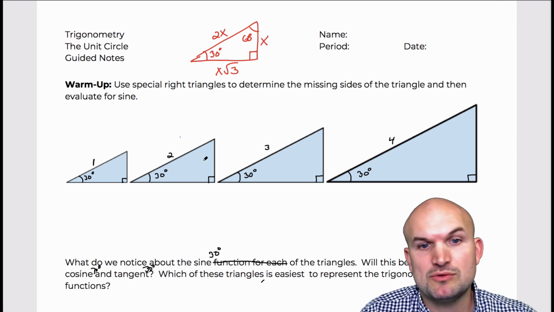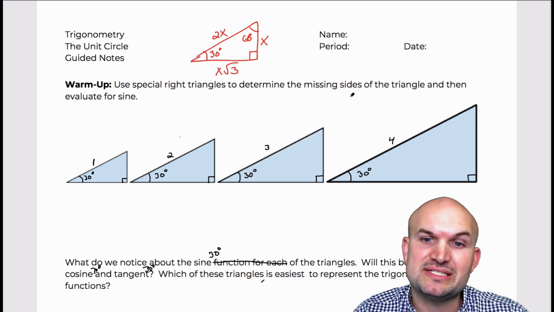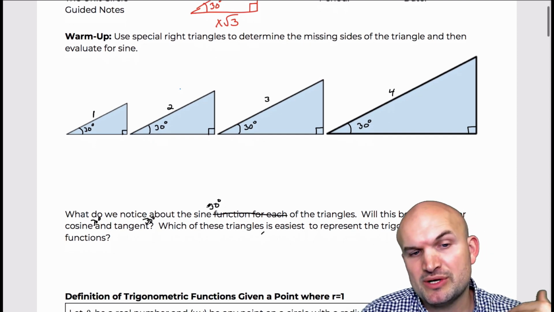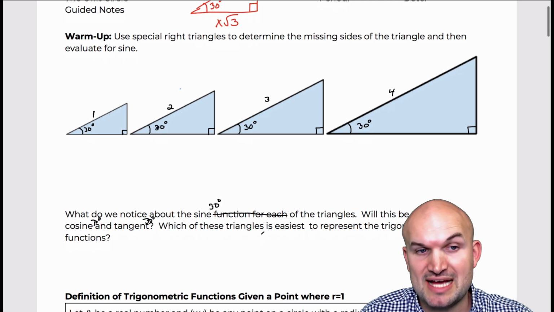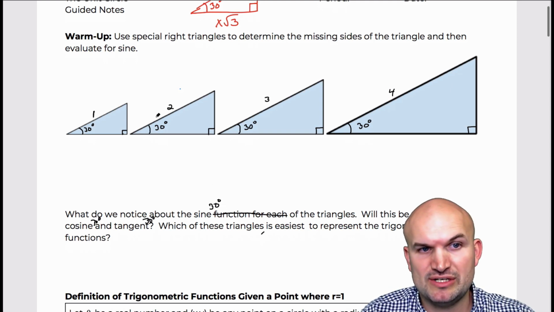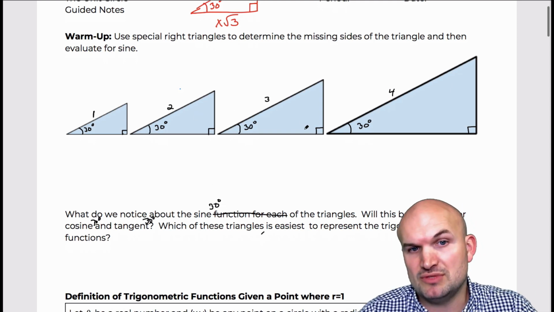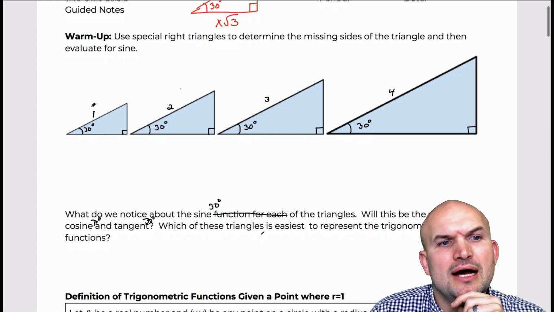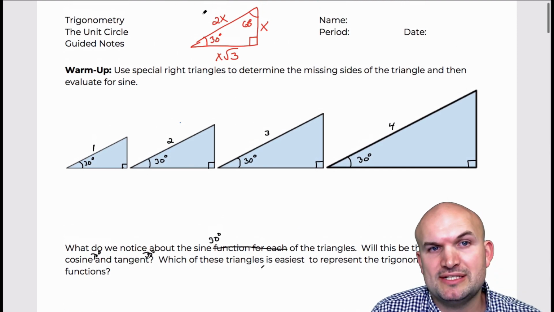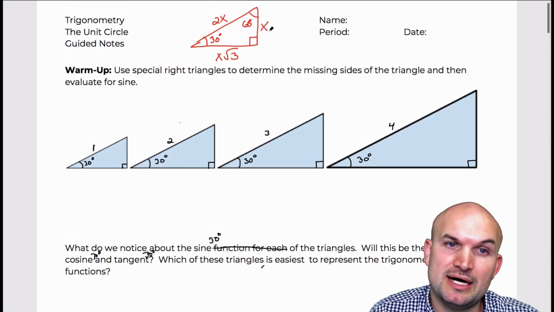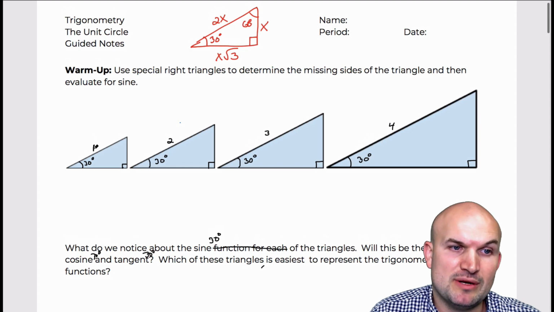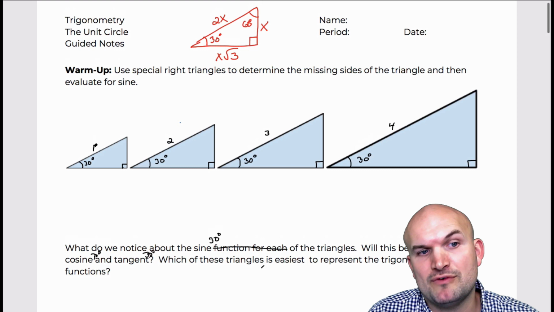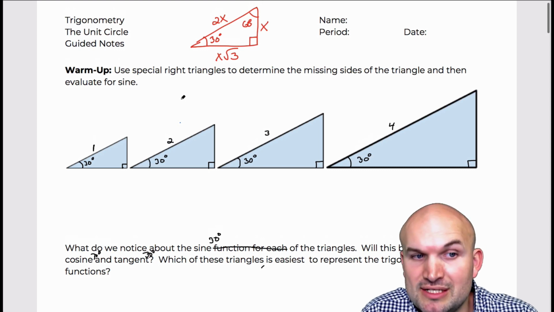So what we're going to do is find the missing sides using our special right triangle relationships. Then we're going to find the sine of 30 degrees, this angle right here, and see how each of these triangles relate. They're all 30, 60, 90 triangles, but they all have a different hypotenuse. If I'm going from short leg to hypotenuse, I multiply by 2. If I'm going from hypotenuse to short leg, I divide by 2.